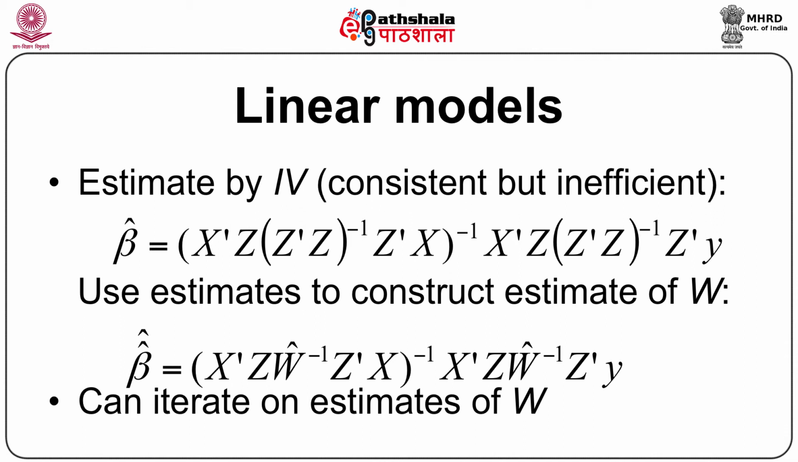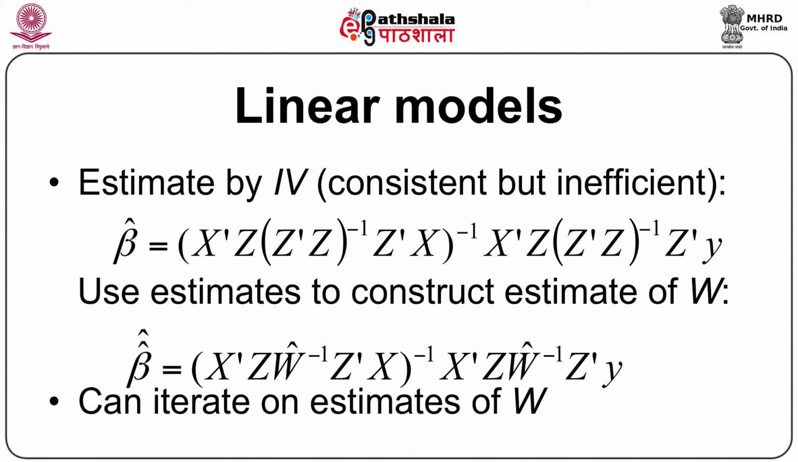Now, let us consider some examples of the linear model. The IV estimate is consistent but inefficient, and using this you can get the instrumental variable estimate: beta hat equal to (x transpose z, z transpose z inverse, z transpose x) whole inverse, times x transpose z, z transpose z inverse, z transpose y.